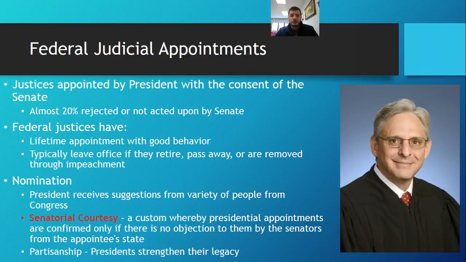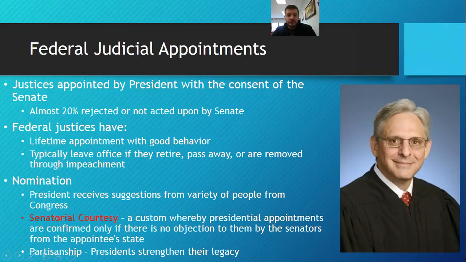Federal justices are appointed for a lifetime appointment with good behavior. The reasons why they leave office are that they retire, they pass away, or they are removed through impeachment. Just like anybody else, if a judge does something illegal, they are not above the law. They can be impeached, and once they are impeached, they would be tried or prosecuted to the fullest extent of the law, just like anybody else.